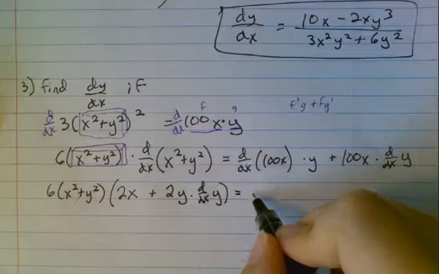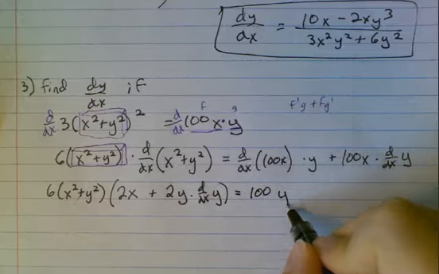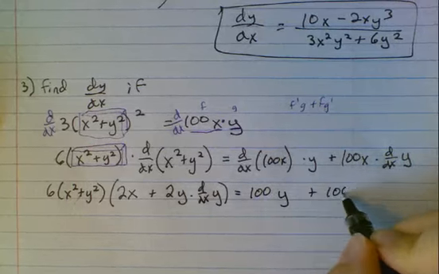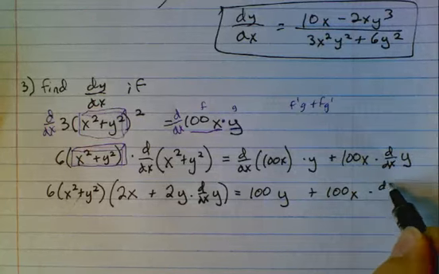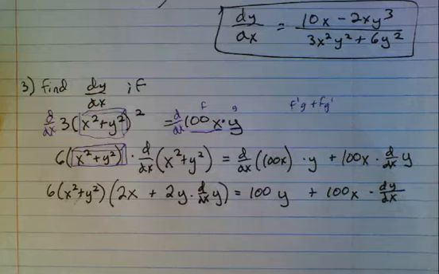Here the derivative of 100x is just 100, that y is along for the ride. We've got 100x, derivative of y with respect to x simply is named dy dx.